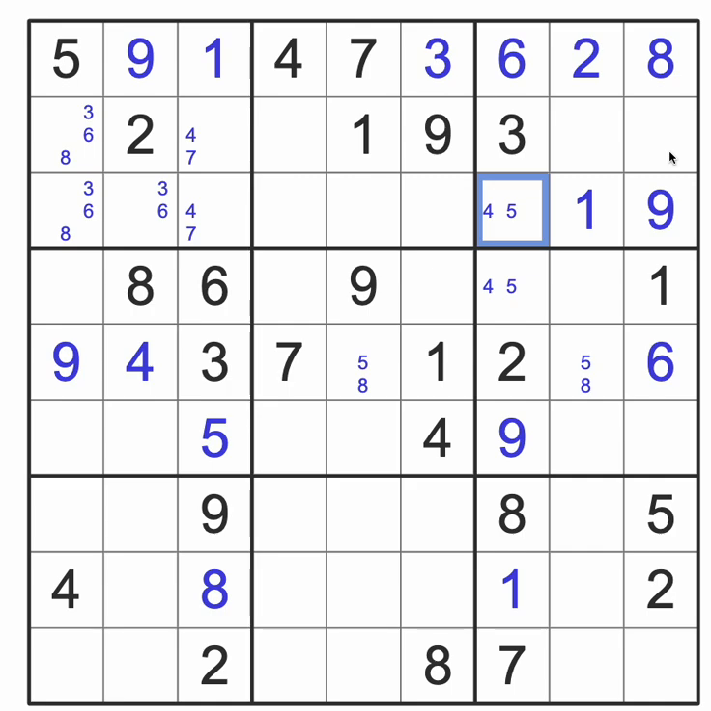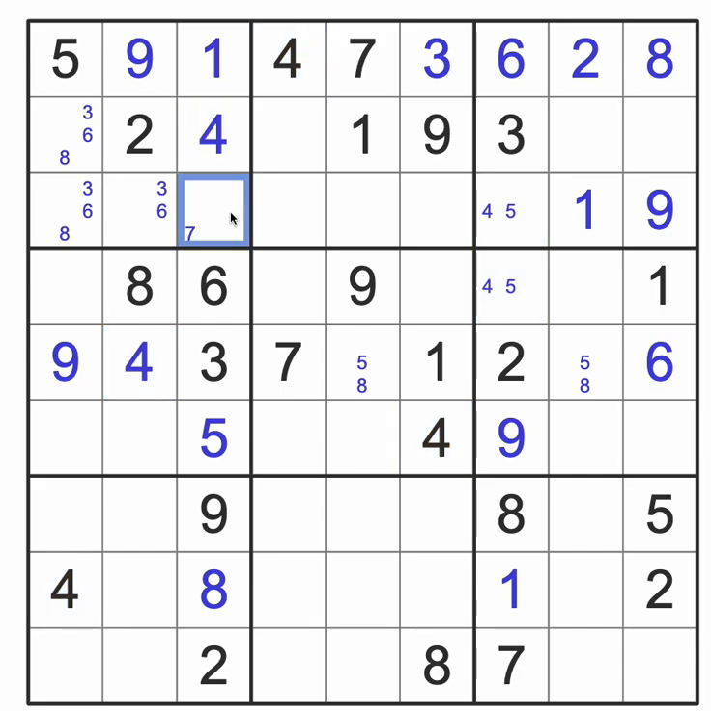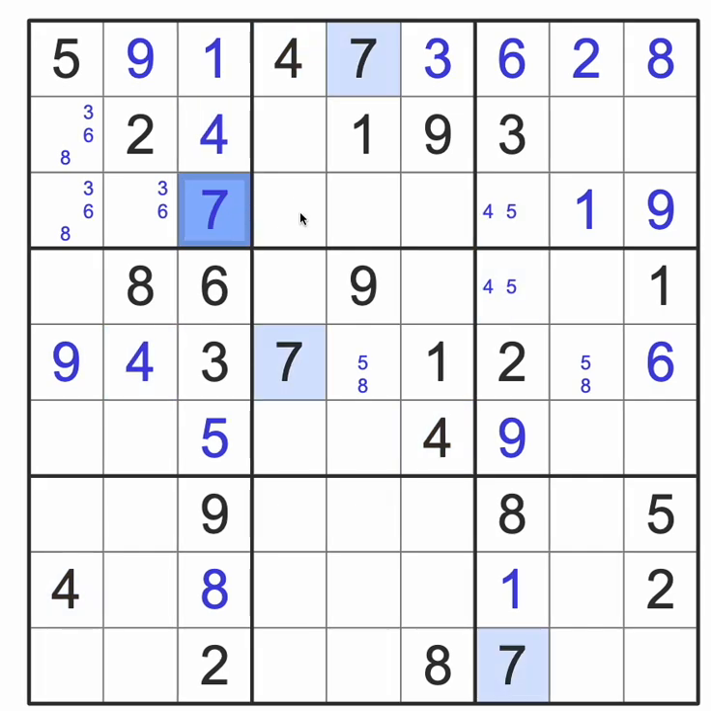These are 4, 5, 7. Right, because this 7 blocks this cell. 7 in box 3 will be here or here. That makes this cell, that blocks this cell from being 7. So this is actually 4. That gives me 7 here.